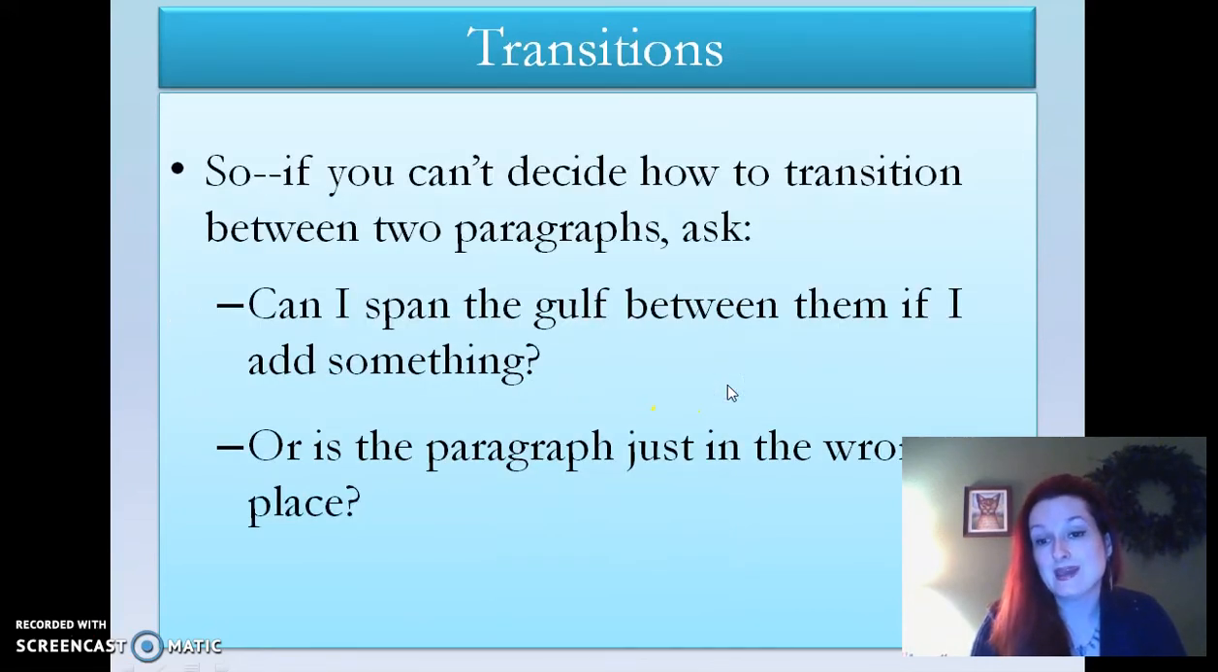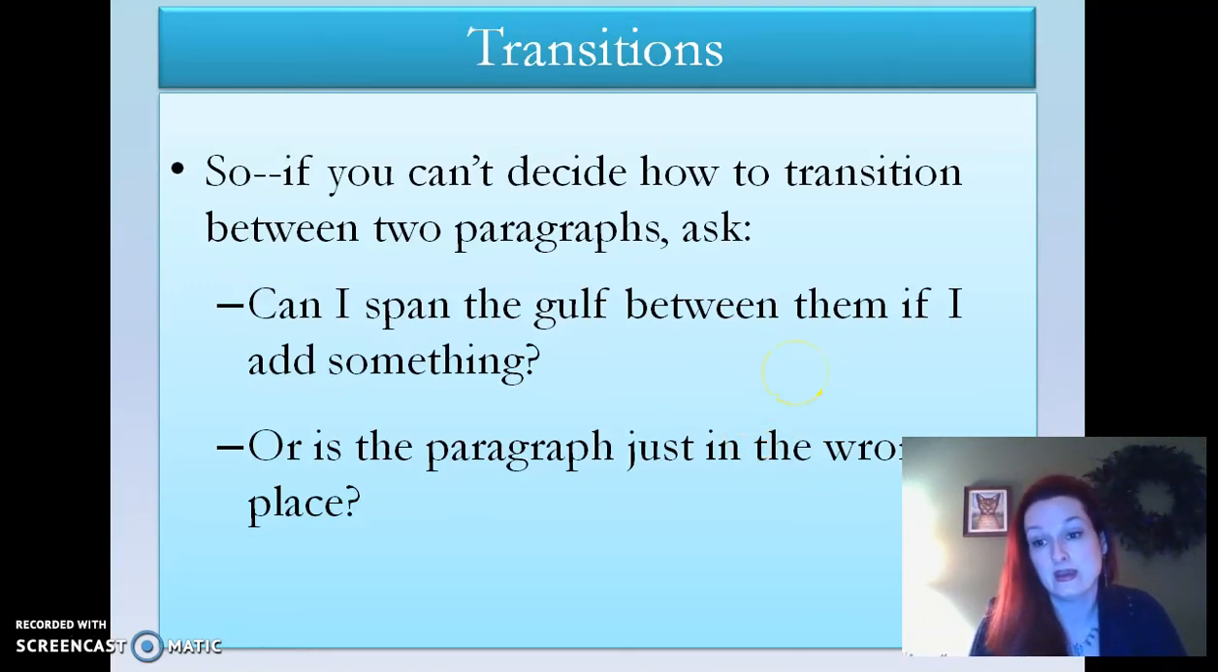So, if you can't decide how to transition between two paragraphs or two ideas, ask yourself, is that because I'm missing something? Do I just need to develop the last paragraph a little more? Do I need to add something? Or is this paragraph just in the wrong place? And sometimes it's just going to have to be moved somewhere else.